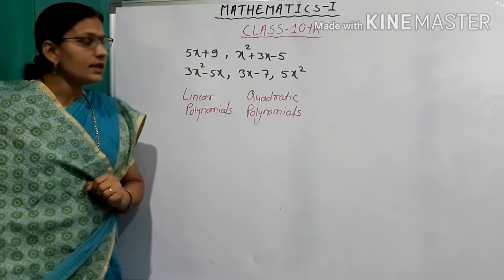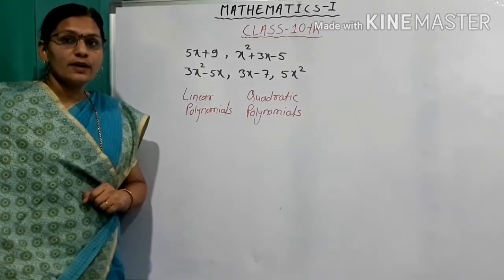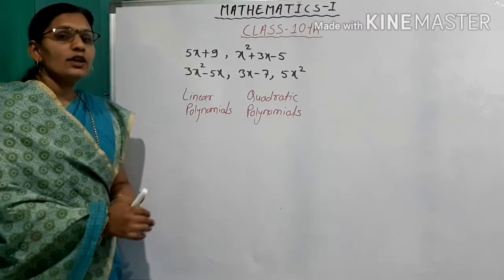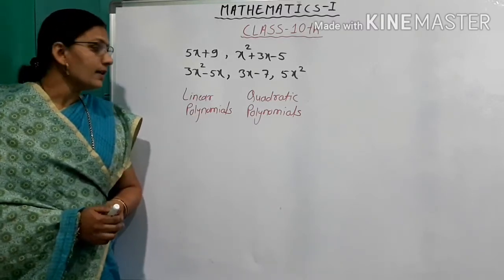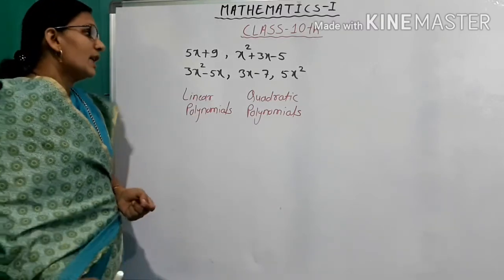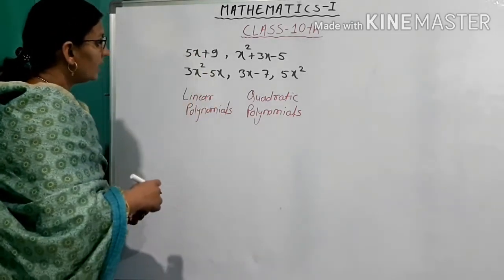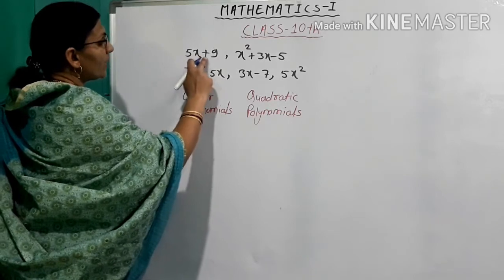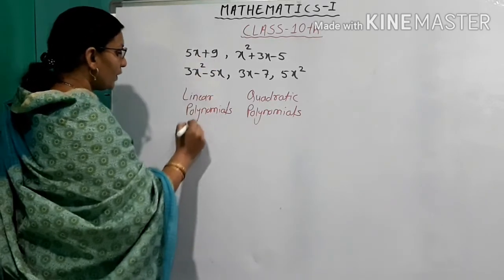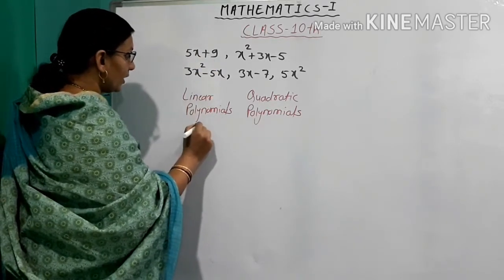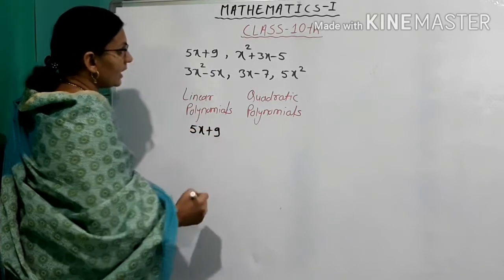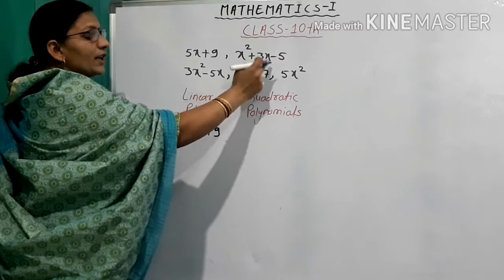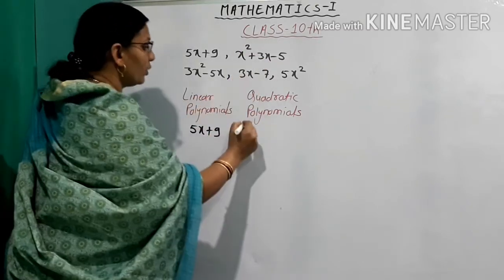According to their degrees, if degree of polynomial is 1, then that polynomial is the linear polynomial. And if degree of polynomial is 2, then it is a quadratic polynomial. So classify these polynomials in these two types: linear polynomials and quadratic polynomials. First of all, 5x plus 9, degree 1, therefore it is a linear polynomial. Second polynomial, here degree is 2, therefore it is a quadratic polynomial.